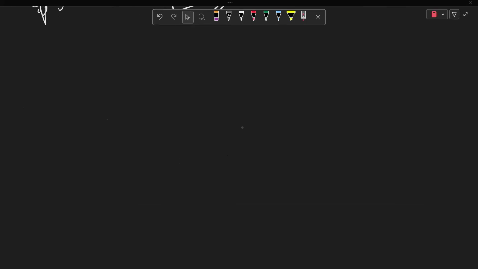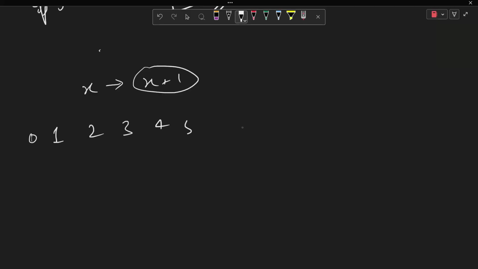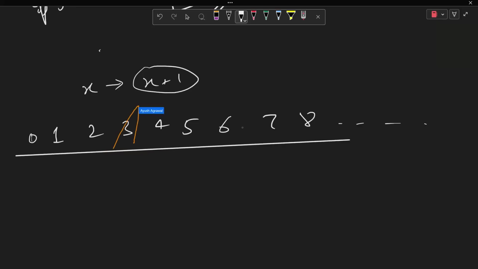Let's say you have some y. I'm writing down the numbers. What condition are you checking? Whatever x you have, you first make it x plus 1, and then you check if x plus 1 is divisible by y. Let's say we write all the numbers: 0, 1, 2, 3, 4, 5, 6, 7, 8. Let's say it represents a number line, in which we are writing all the numbers.